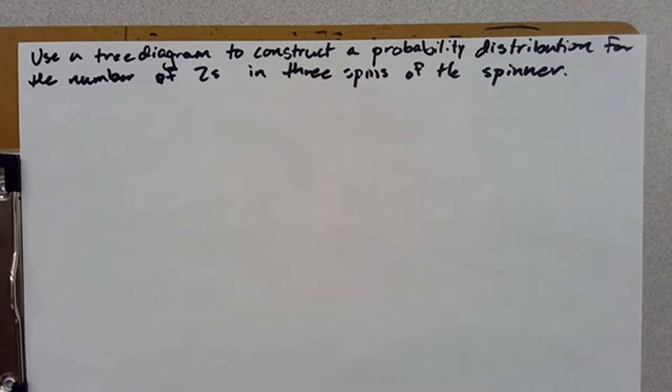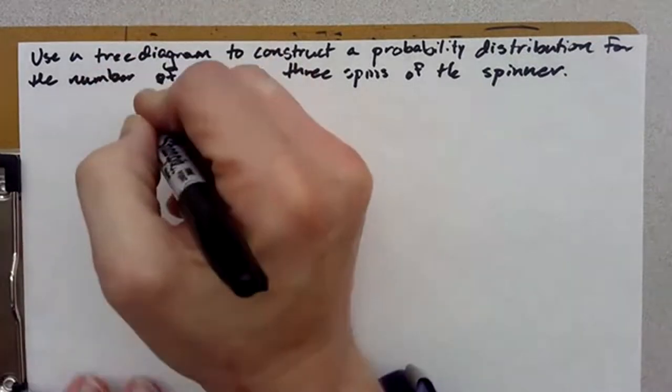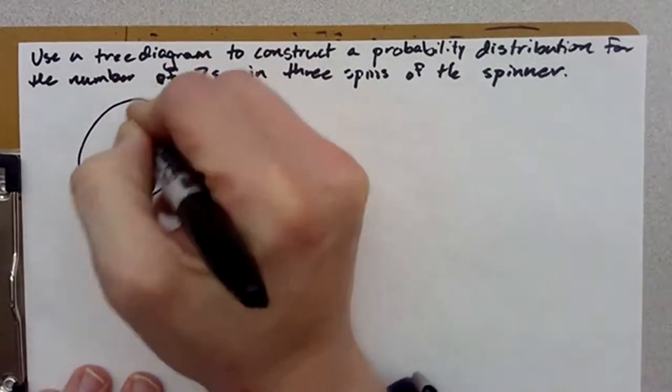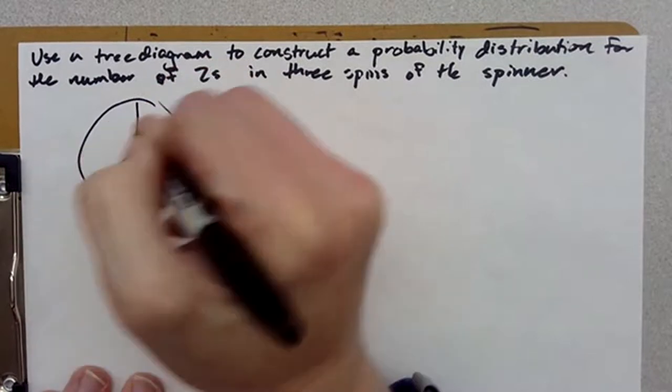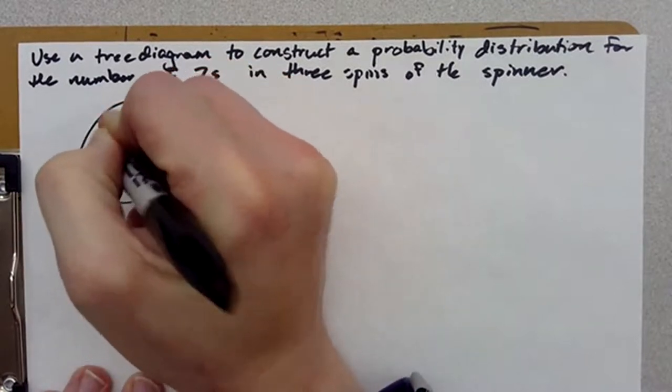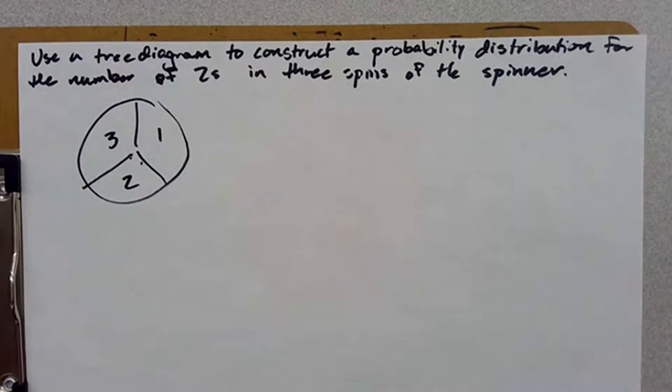In this video, we are going to look at the examples for section 11.4. We're starting with this one. Use a tree diagram to construct a probability distribution for the number of twos in the 3 spins of the spinner. And you may recall the spinner looks like this. So we spin this 3 times and we want to know how many twos we're going to get.